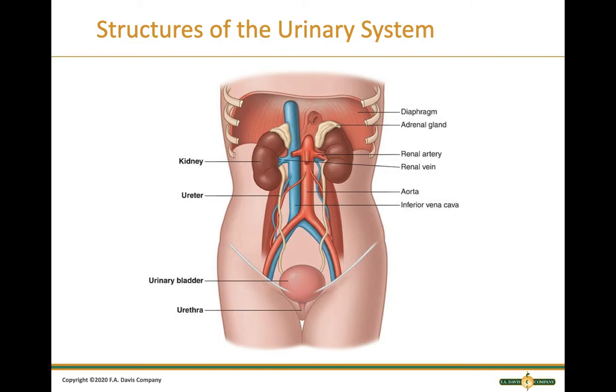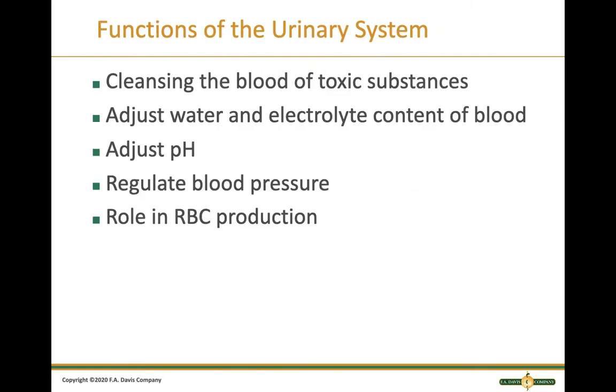Blood is filtered and urine is formed. We need to know some functions of the urinary system. So first, it cleanses the blood of toxic substances, things like ammonia or urea or drugs. They're filtered out in the kidneys.